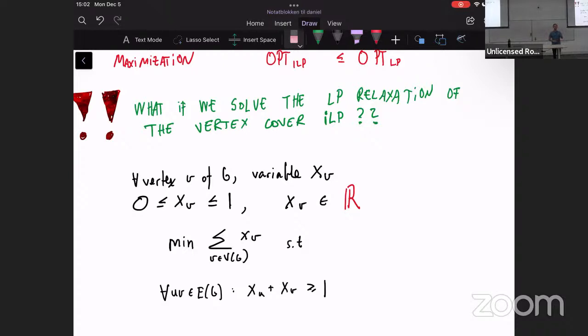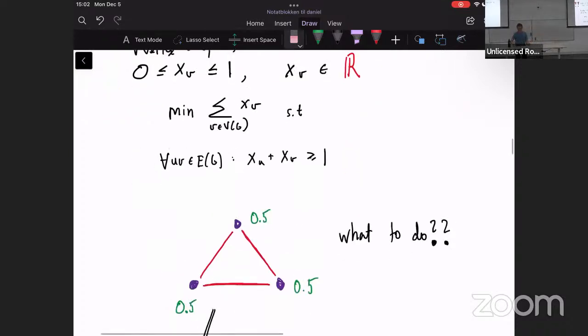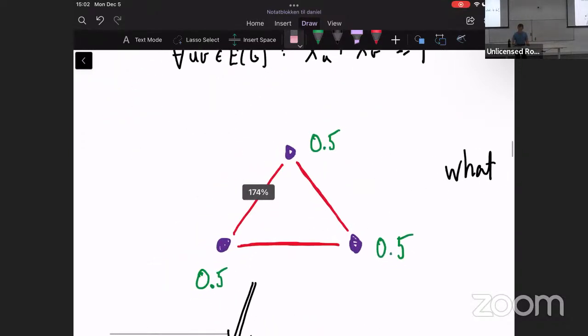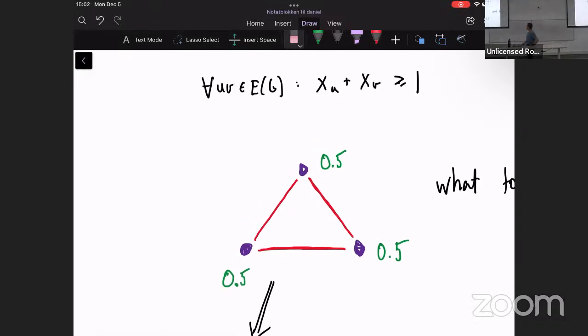Is it true that for every graph, if I take the vertex cover LP, there exists an optimum solution to that LP that only assigns integer values to the variables? It's not possible. For example, an odd cycle, the simplest odd cycle is a triangle. So let's look at the triangle. I claim that the optimum solution to this LP is to assign 0.5 to every vertex.